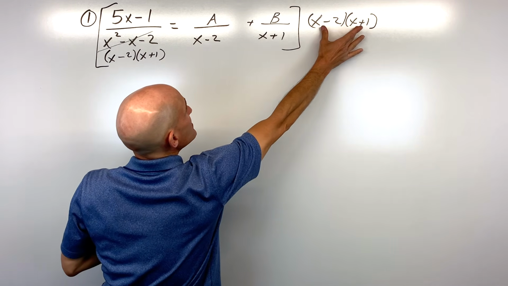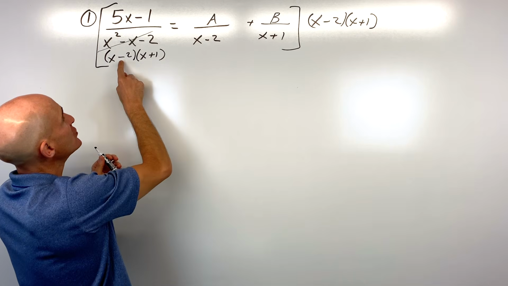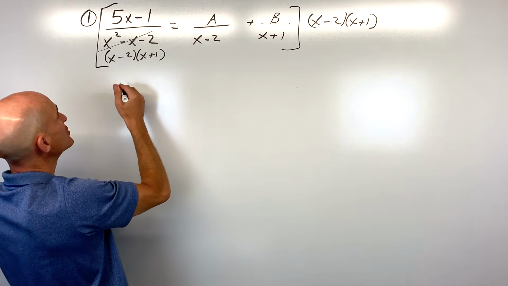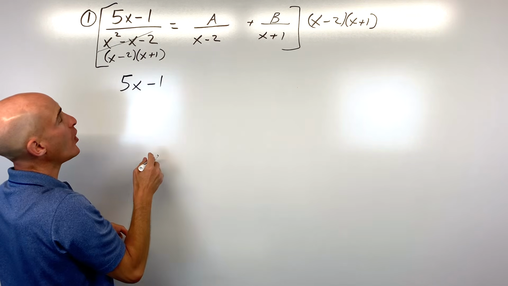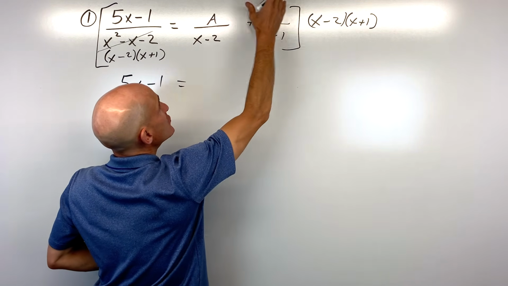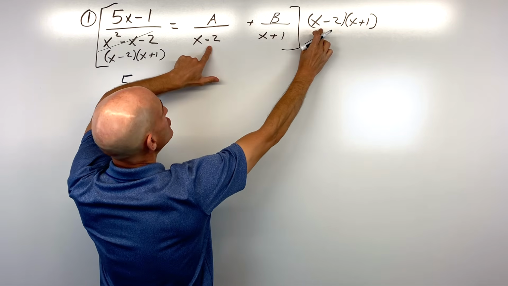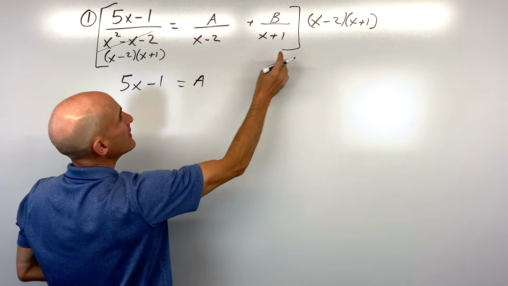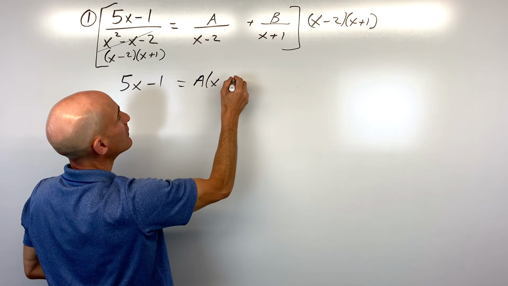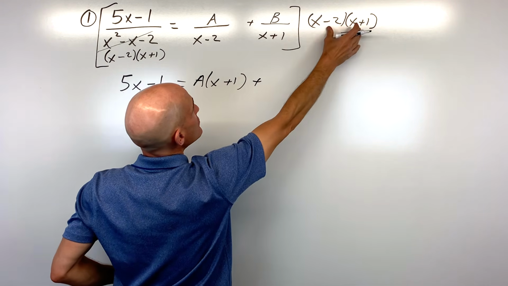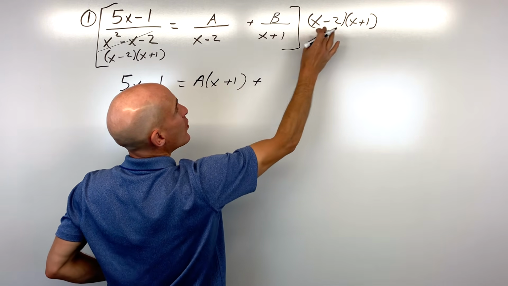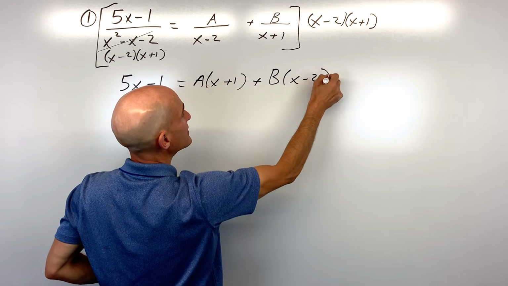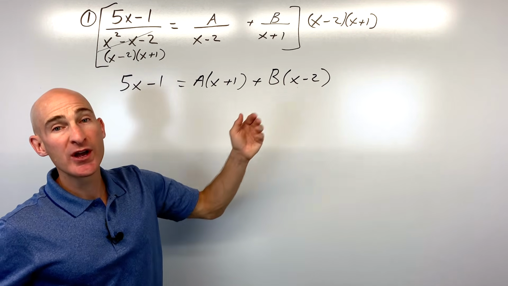So when we distribute this (x minus 2)(x plus 1) times the first fraction, you can see the denominators are going to cancel with these in the numerator, which is just going to leave us with 5x minus 1. When we distribute this to this fraction, the x minus 2's are going to cancel, denominator and numerator, and that's just going to leave us with A times (x plus 1). And over here, when we distribute it to this last fraction, the x plus 1's are going to cancel, numerator and denominator, and we're just going to have B times (x minus 2). So now we've got a little bit simpler equation to work with.